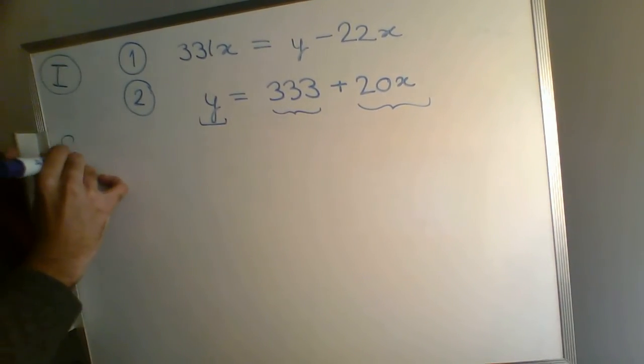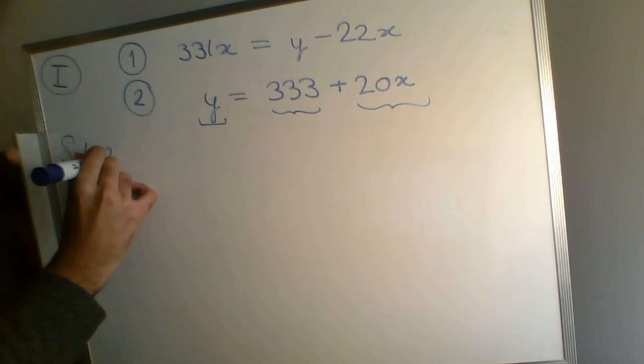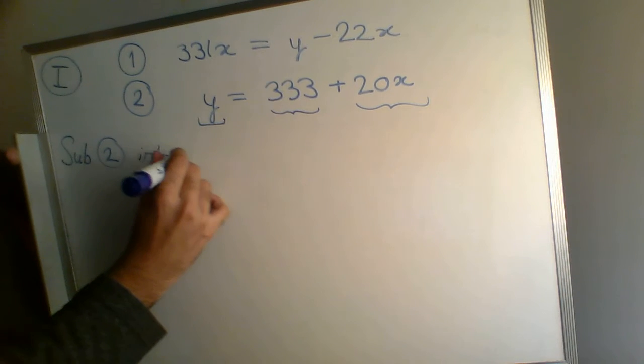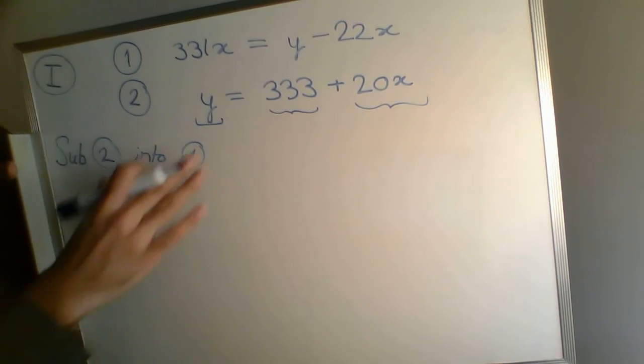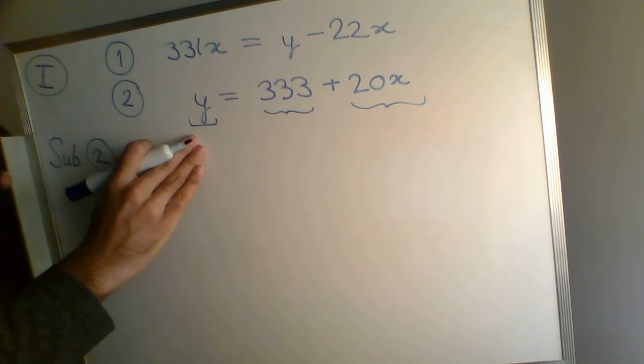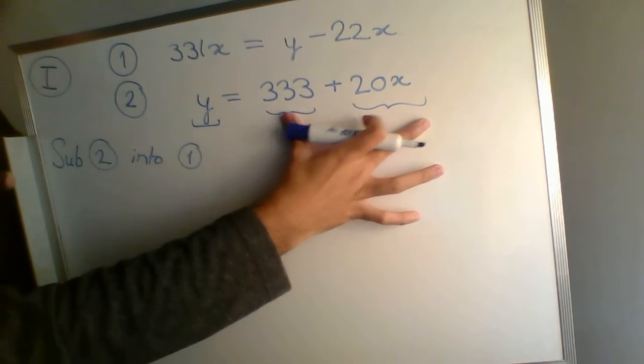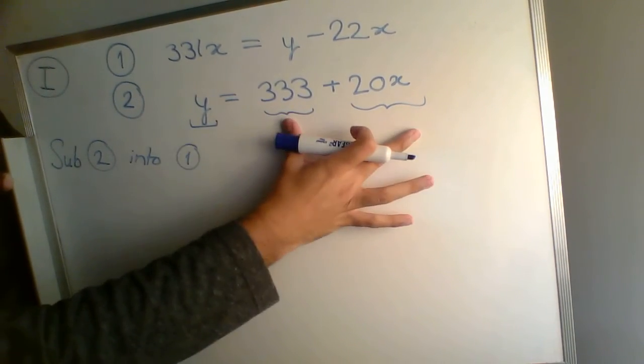So what we're going to do is we're going to sub equation 2, so that's the second one down here, back into equation 1. So basically anywhere we see y in equation 1, we're going to replace it with this big thing. So this is definitely bigger than what we were dealing with in the last question.